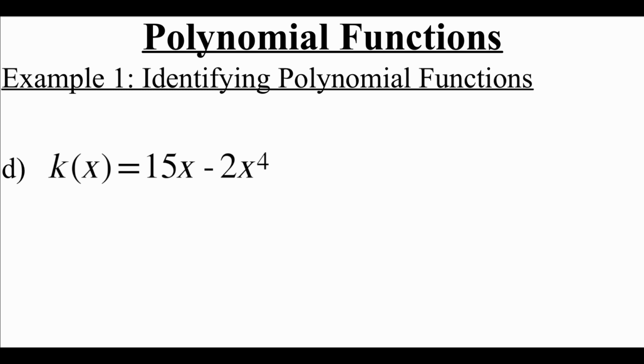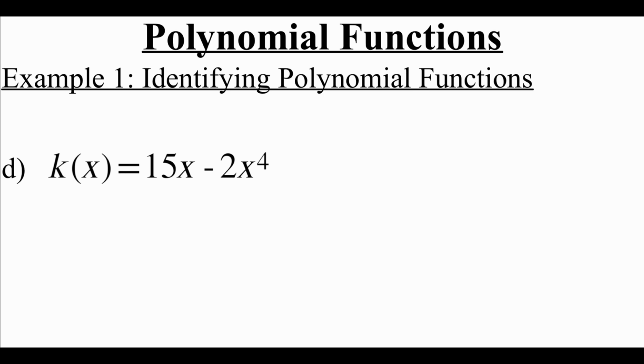As we're looking at this last function in here, we've got k of x equals 15x minus 2x to the 4th. I can see that there are only positive powers in here. I can see that there are no radicals or roots. So this one is a polynomial.